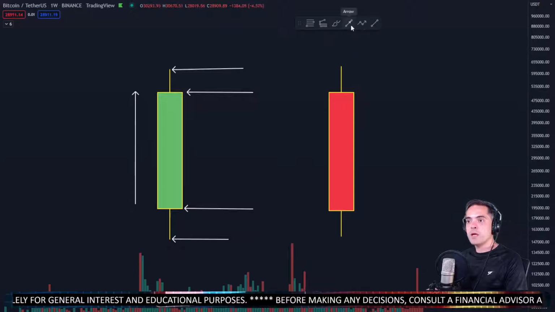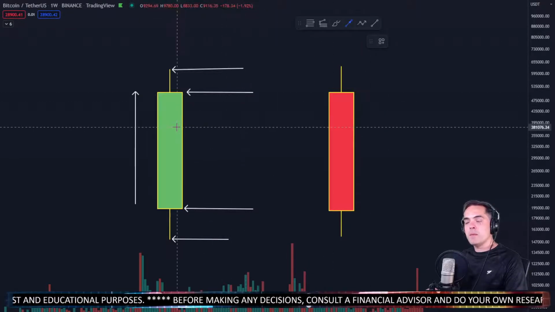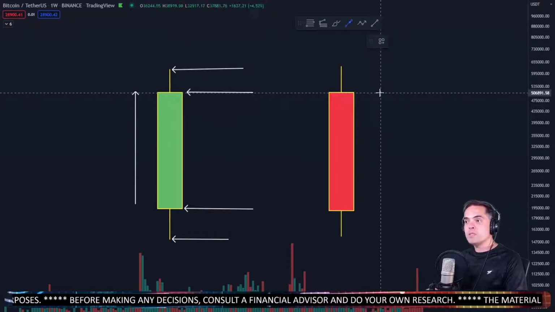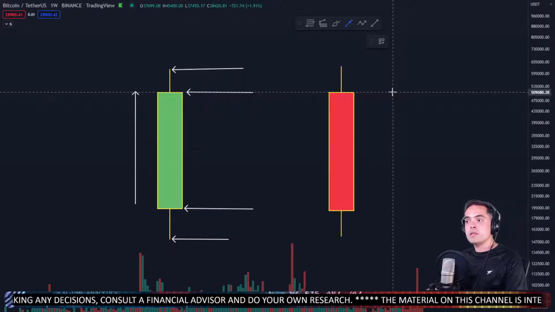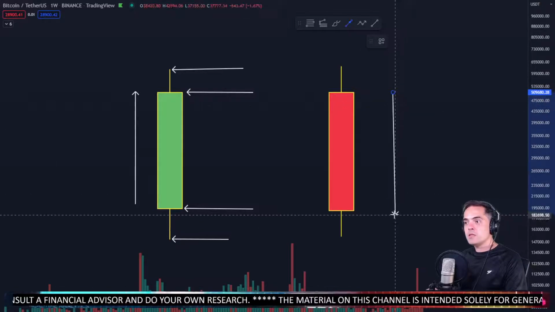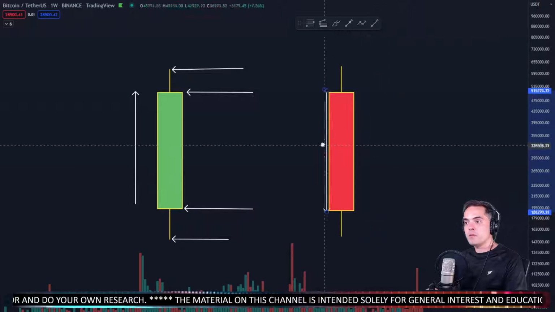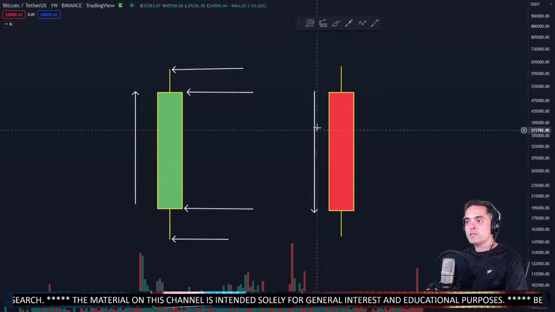Now moving to the red candle, the idea is the same. The difference between the red candle and the green candle is that the red candle is telling us that the market is bearish, which means the price is going down. So the market is falling down.